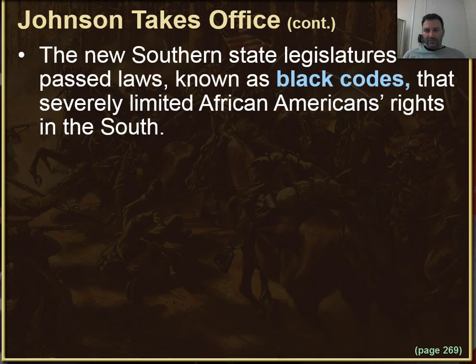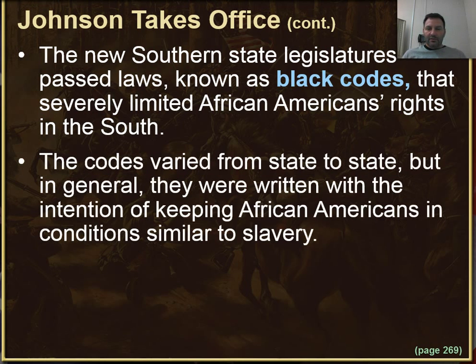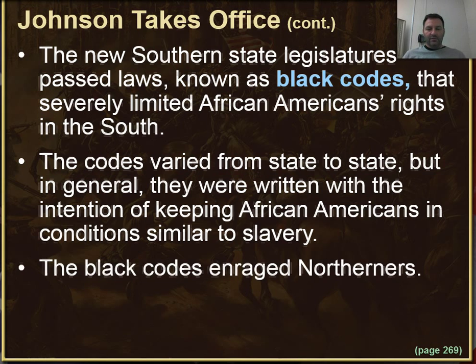As a result, the new Southern state legislatures passed laws known as black codes that severely limited African Americans' rights in the South. The codes varied from state to state, but in general they were written with the intention of keeping African Americans in conditions similar to slavery. The black codes enraged many Northerners.